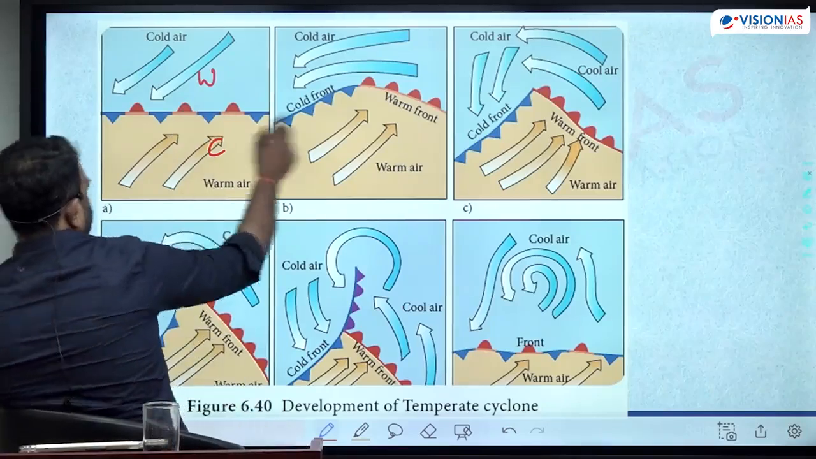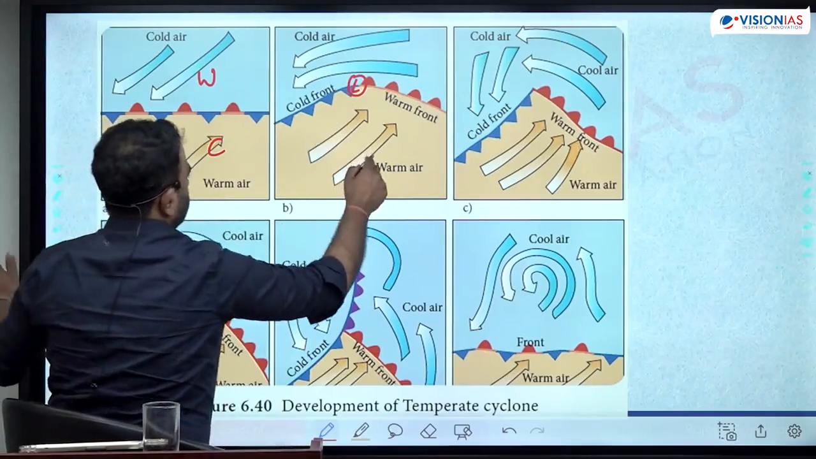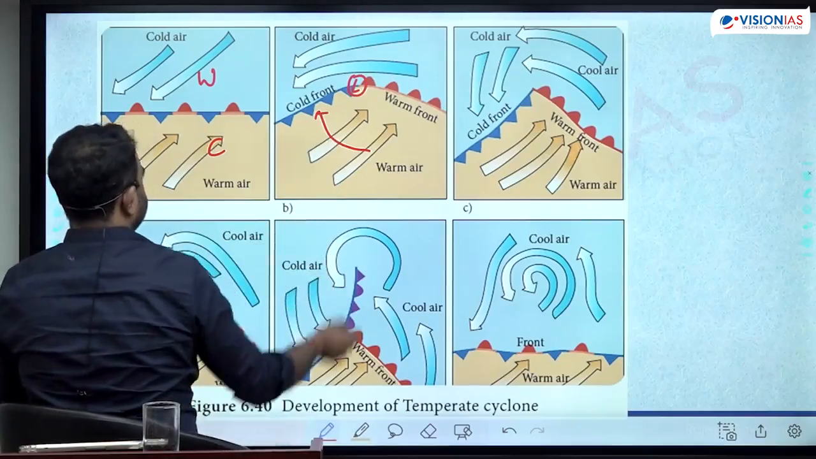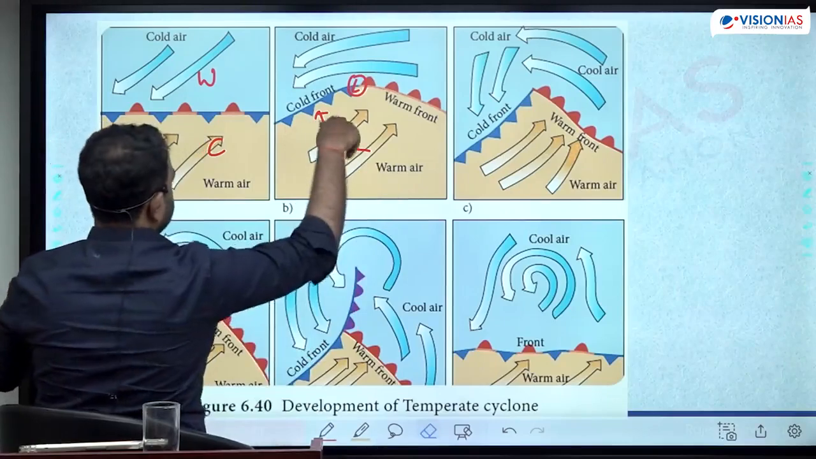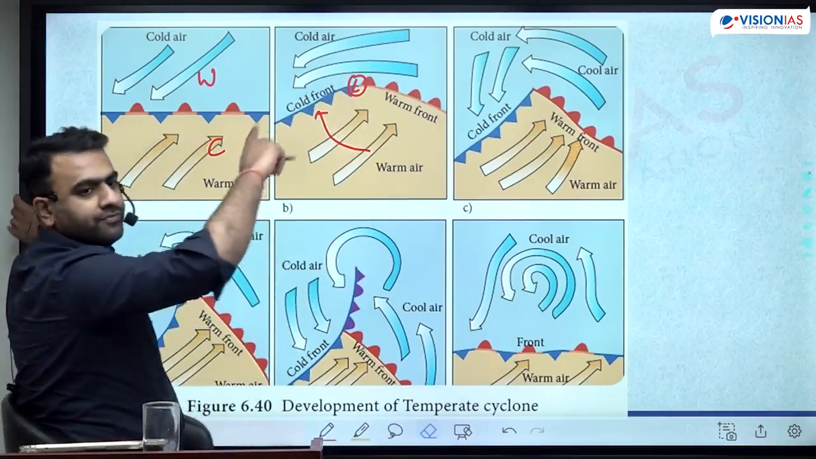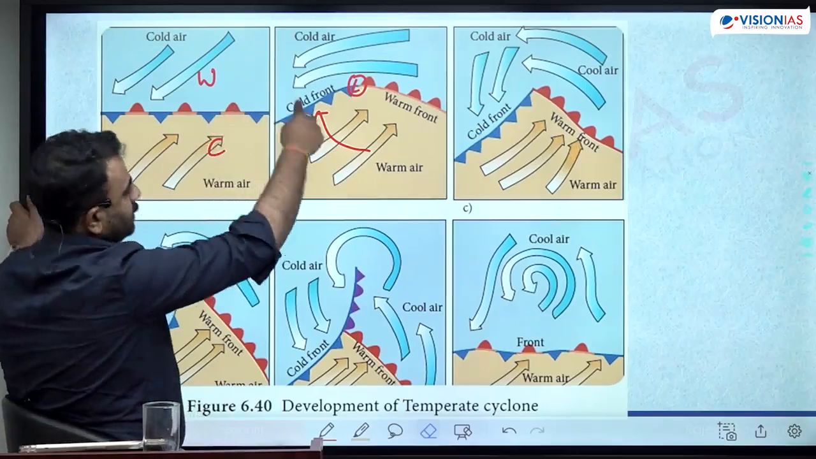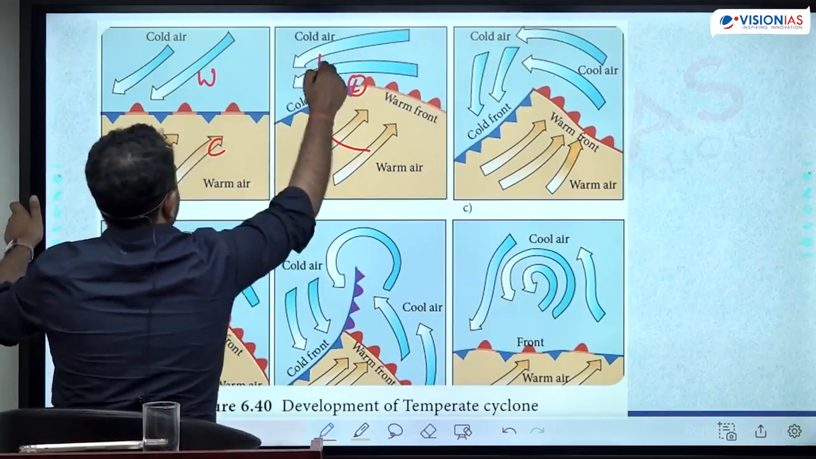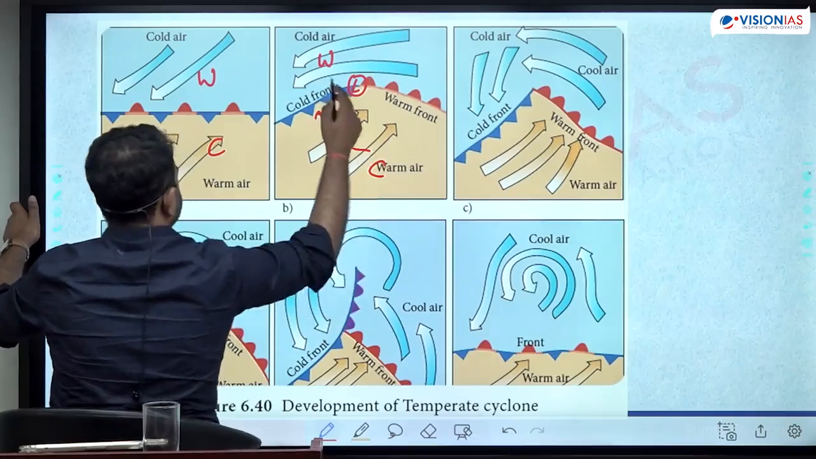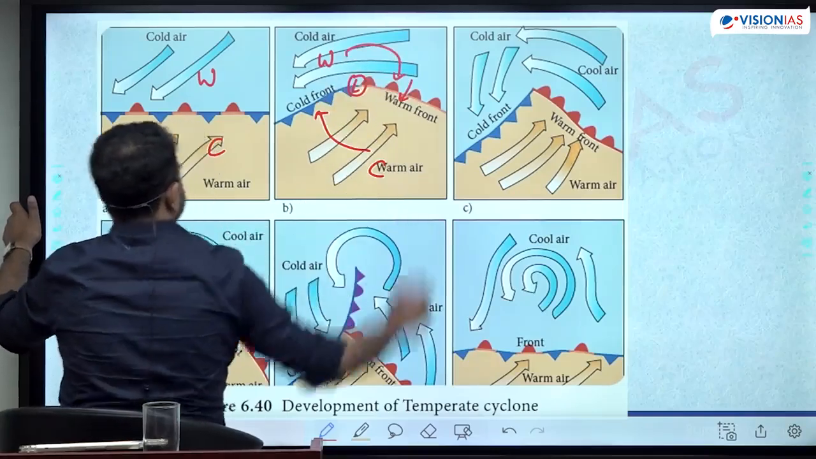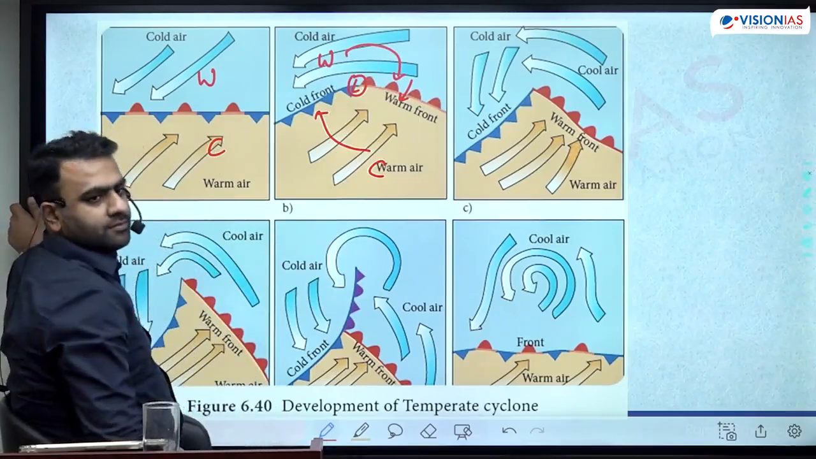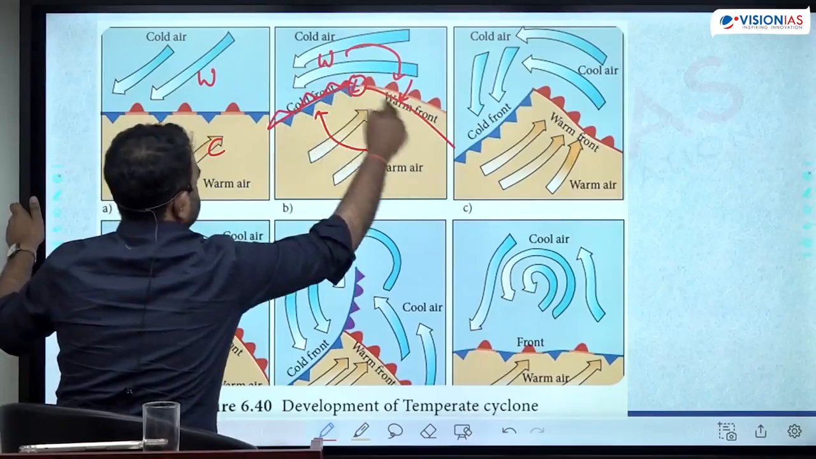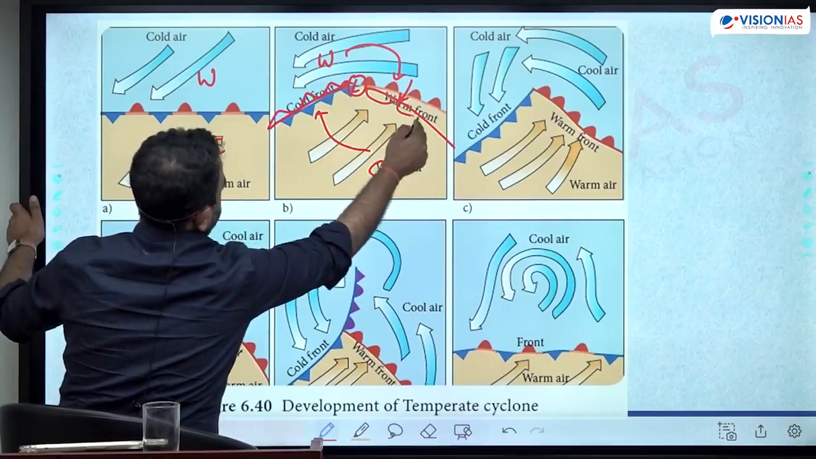Okay, so there is a low pressure here. Cold air gets pushed in this direction. Why? Movement around the low pressure here is anti-clockwise in the north. Movement around the low pressure here is clockwise. This is warm, this is cold. Cold air gets pushed here. Warm air gets pushed here. Here in this direction there is cold front. Here in this direction there is warm front.